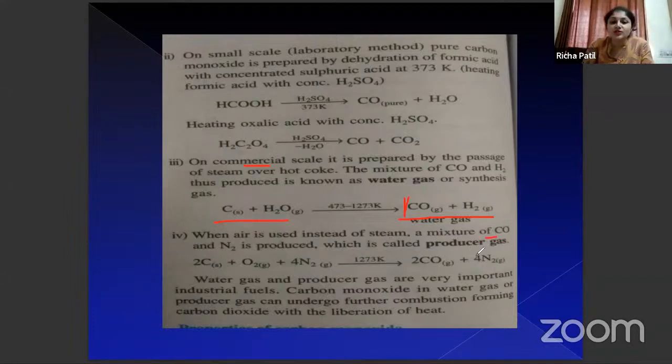So remember, what is water gas? Carbon monoxide plus H2. What is producer gas? Carbon monoxide plus N2. How do you obtain it? When you pass, instead of steam, air, and air consists of nitrogen and oxygen, over the coke at 1273 Kelvin, you get carbon monoxide plus N2. This is called producer gas. Very important, remember this.